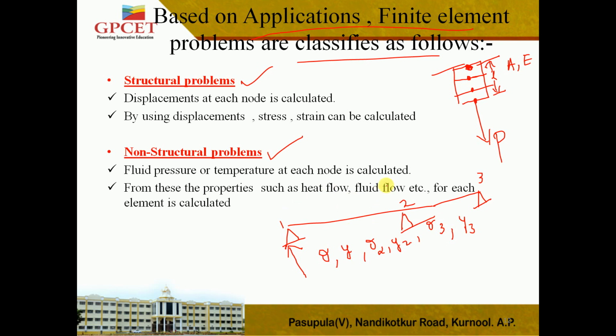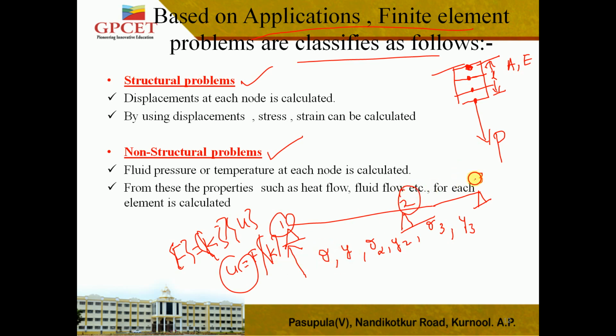Just by using this simple stiffness equation, k into u, where forces are related by k, we get the displacements or slopes at particular nodes. This is all about structural problems. By using the displacements, we will then find the stresses and strains using the relations between stress and strain.